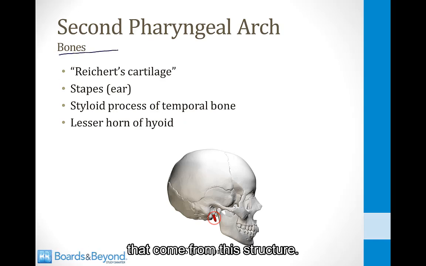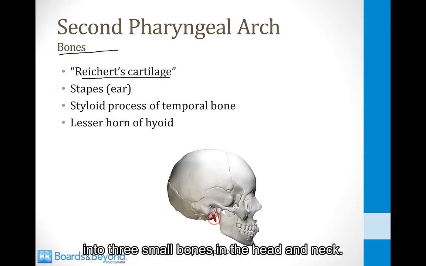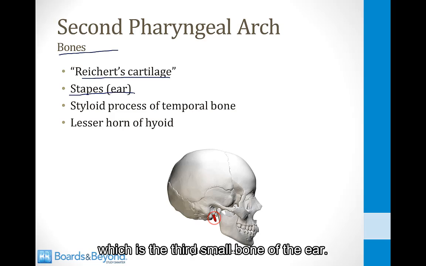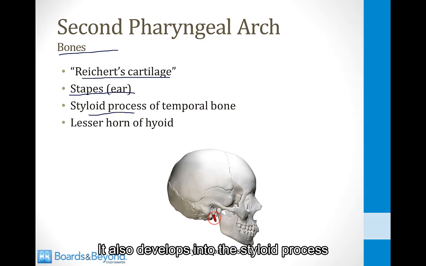Moving on, let's talk about the second pharyngeal arch, and once again we'll begin with the bones that come from this structure. So the second pharyngeal arch contains what's known as Reichert's cartilage. This is cartilage that develops into three small bones in the head and neck. First of all, it develops into the stapes, which is the third small bone of the ear. It also develops into the styloid process of the temporal bone.